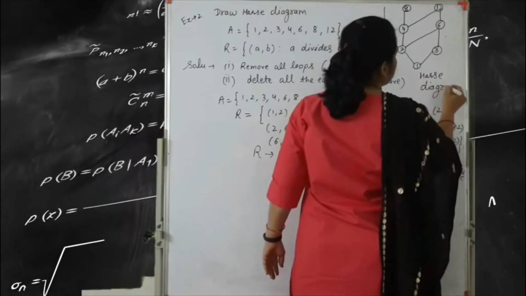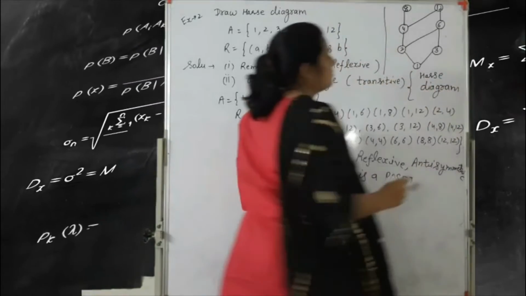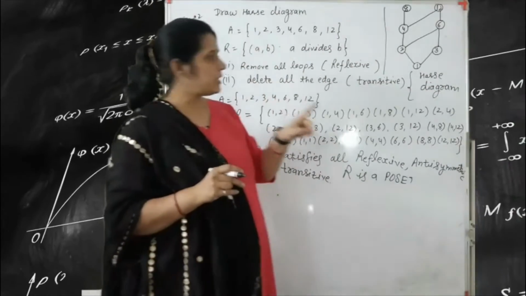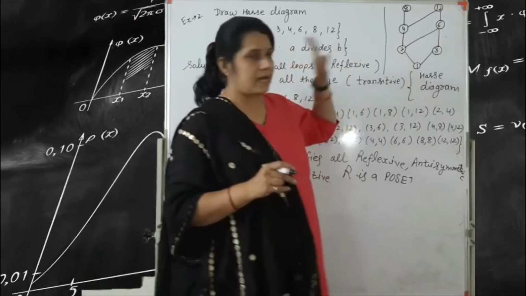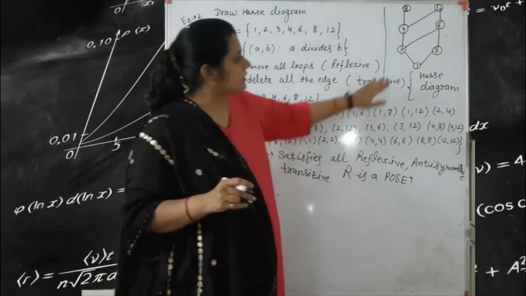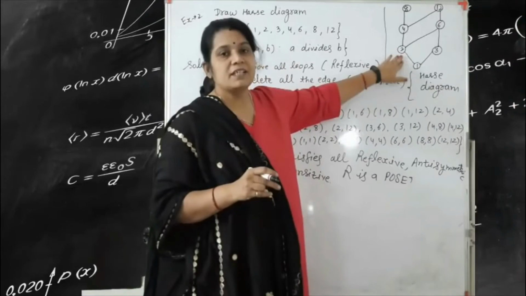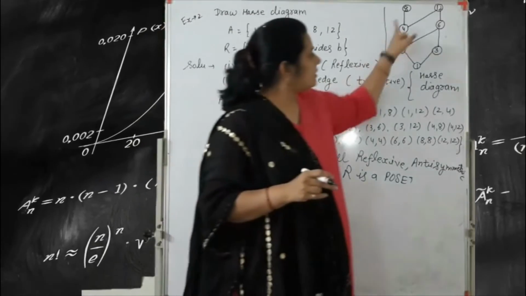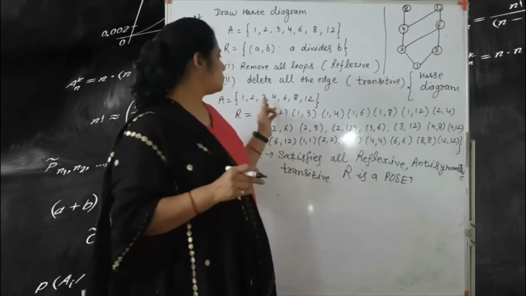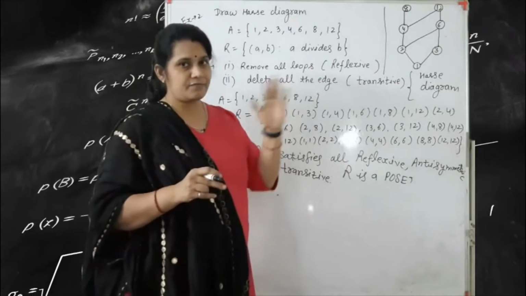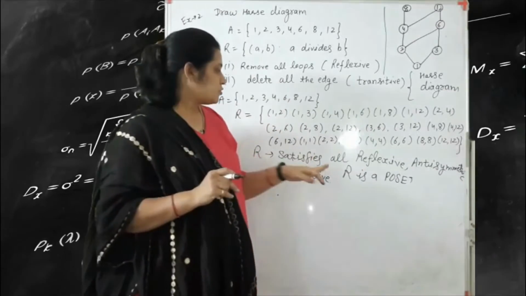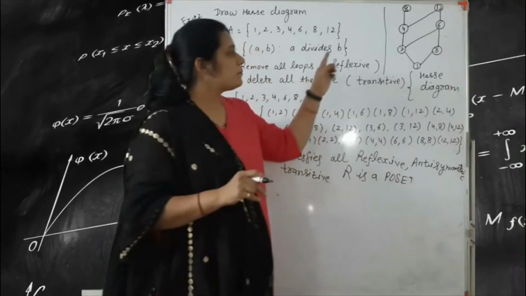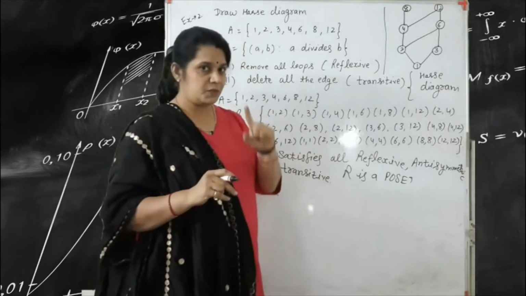Okay, as a diagram. So, what is the condition for drawing this type of diagram? You remove all the loops. Because according to this diagram, we convert this diagram into the relation form. How? Here, all these 7 elements, or you can say the vertices, satisfy the reflexive property. So you write here 1, 1, 2, 2, 3, 3, 4, 4, 5, 5, 6, 6, and 8, 8, and 12, 12.